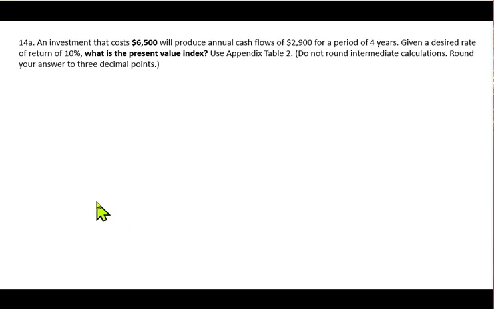Okay, our next question. An investment that costs $6,500 will produce annual cash flows of $2,900 for a period of 4 years. So every year you're going to get $2,900 if you spend this $6,500 on this investment. Given a desired rate of return of 10%, what is the present value index? Okay, the present value index. So we can figure out what that's going to be by doing the following.